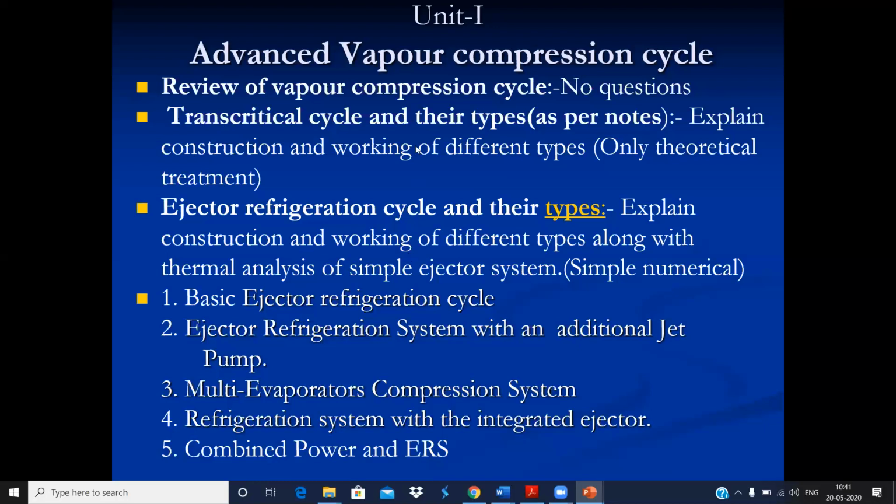So this is all about unit number 1, where the numerical treatment is also there for simple ejector refrigeration cycle. Most of the content is the construction and working of the cycles used in transcritical as well as ejector refrigeration cycle. So this is what unit 1 is all about.